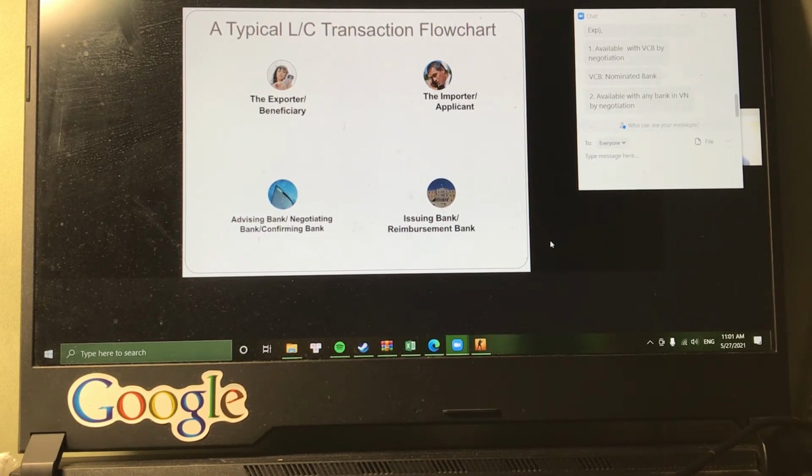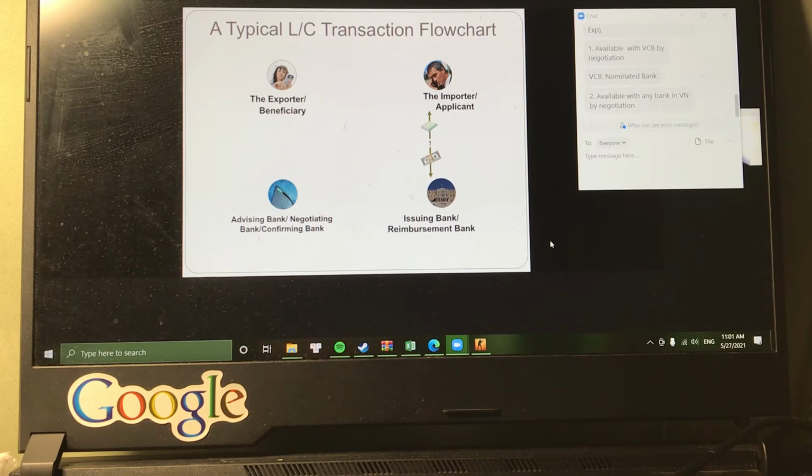The next, what about the banks that serve the exporter? We have the advising bank, the negotiating bank, and the confirming bank. They are nominated banks. The negotiating bank and the confirming bank are nominated banks. Okay, so first, the importer.